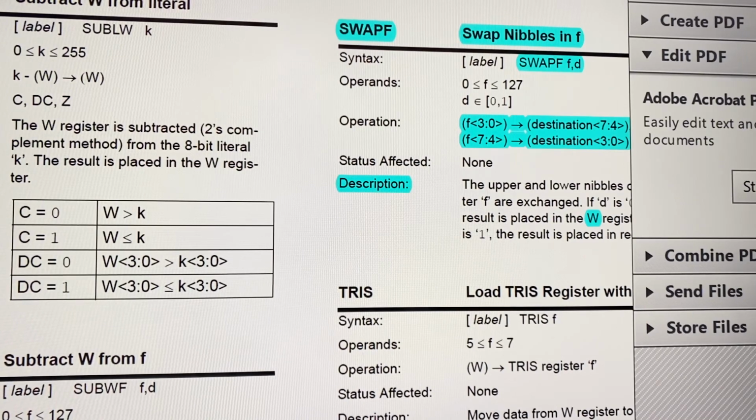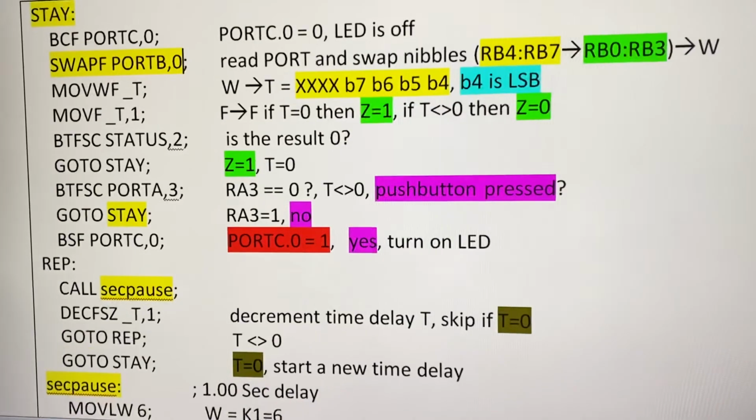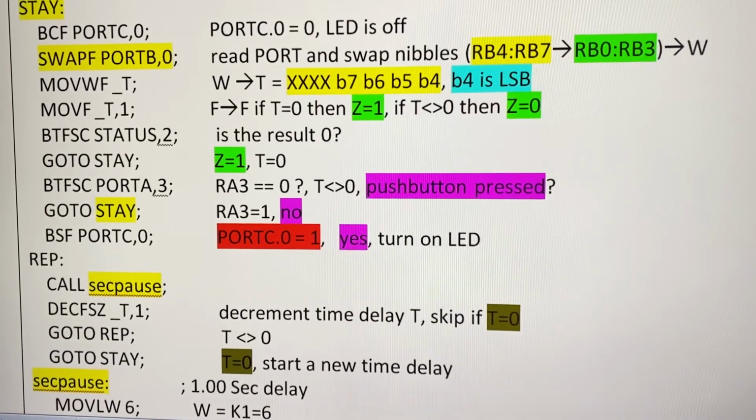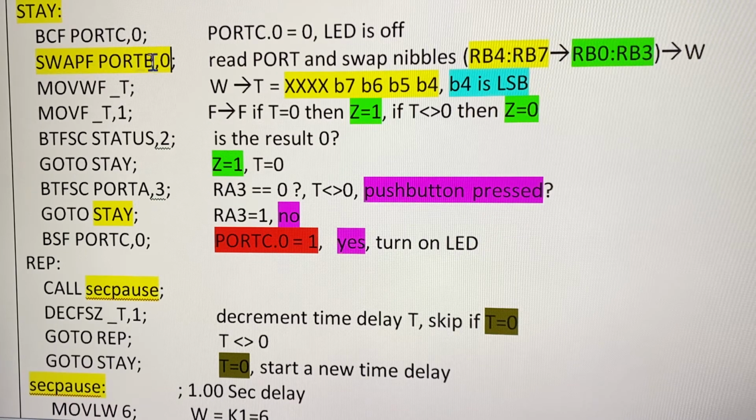So let me go back to the code, and you can see here that now when I am doing this, move swap F port B, this is a file, swap F 0. This is the file, and the file is port B. So we are reading port B and swapping nibbles because the contents are transferred to W. So the contents of port B, once they are swapped, are transferred to W. This is how we read port B.